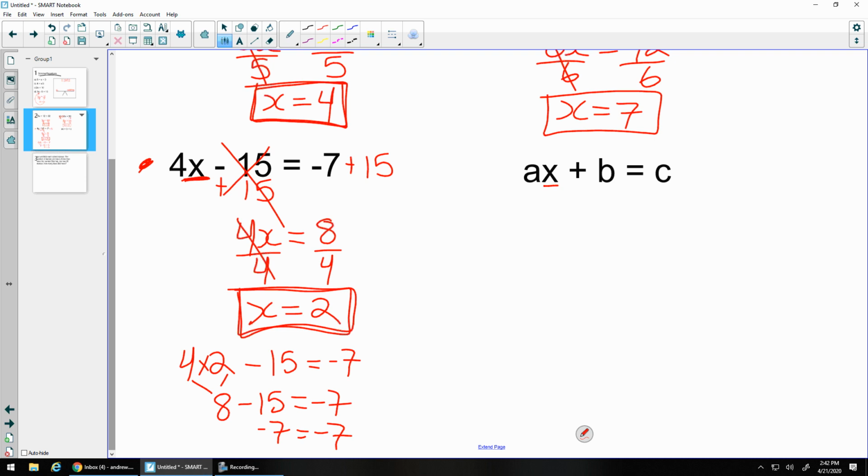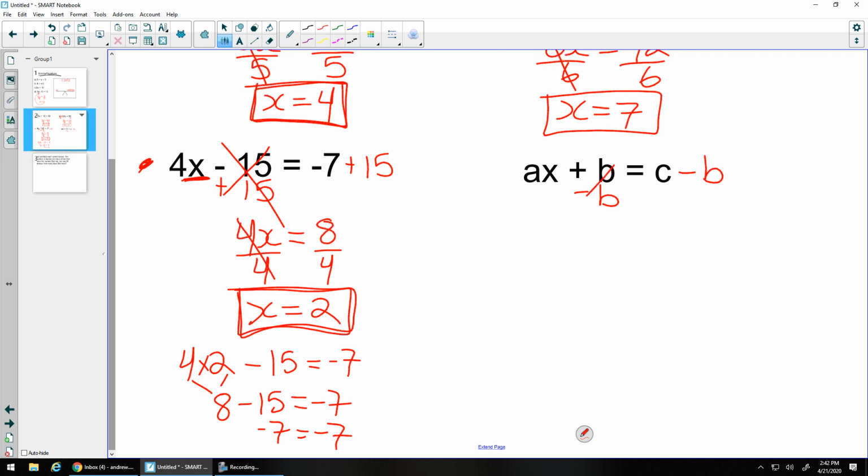I want to get x all by itself on the left side. What do I need to do to get rid of these other things? Well, x is being multiplied by a. It's also having b added to what a times x is equal to. So first I'm going to have to take away this b, subtract by b, and c, subtract by b.